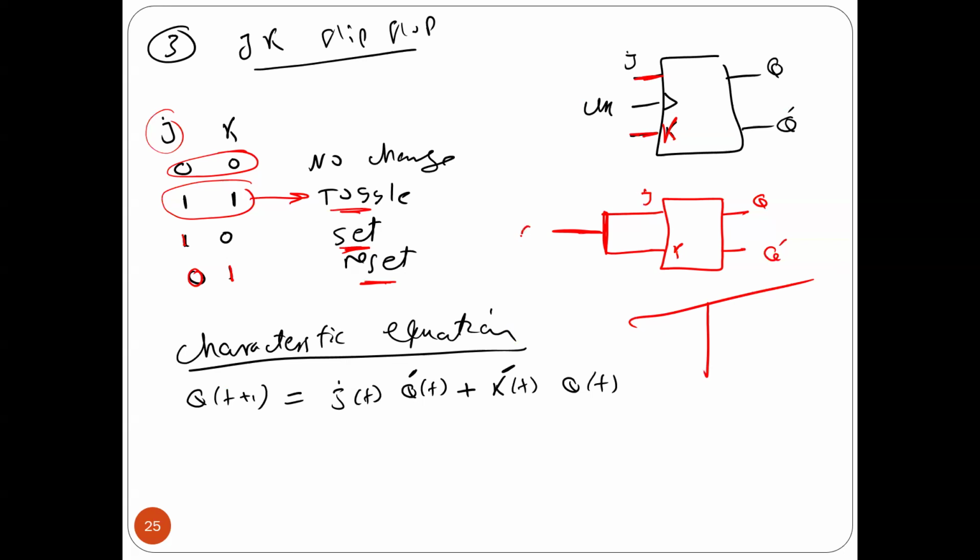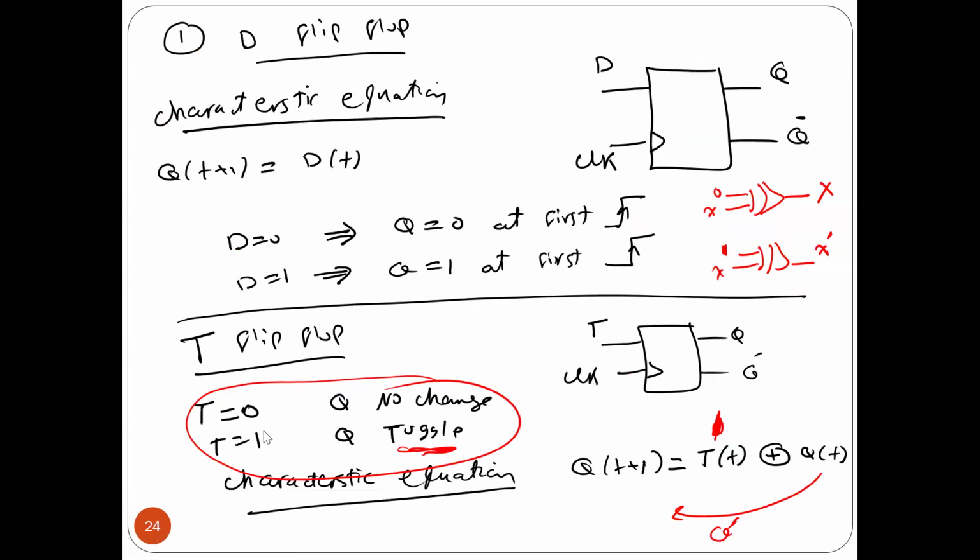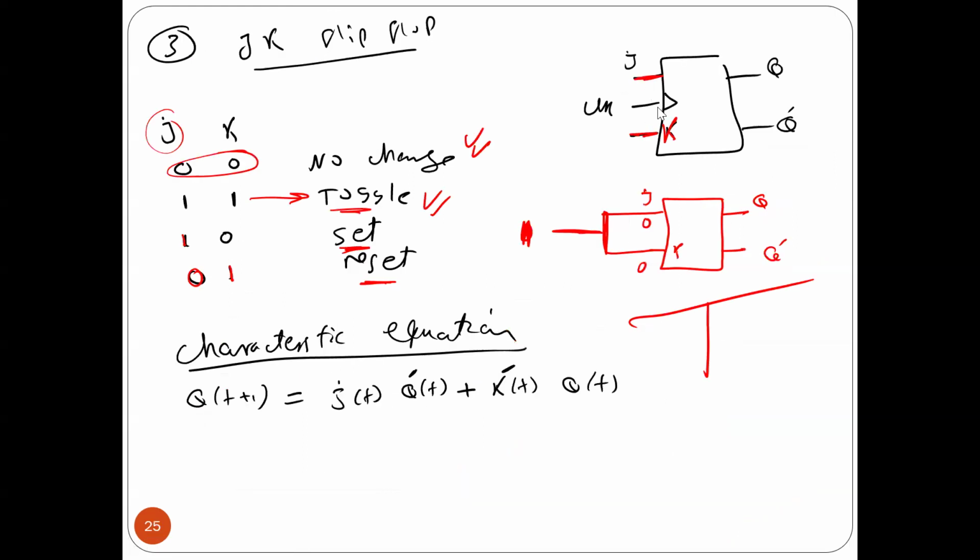Let's see. If the input is 0, that means J is 0, K is 0, no change. Makes sense? Is that okay? But if I input 1 here, that means 1, 1, which is going to toggle. No change and toggle. That's exactly a T flip-flop. So if you see the T flip-flop, it's either no change or toggle. You got what I'm saying? I think this will be a question in the coming lab. So if you have a JK flip-flop and you want to turn it into a T flip-flop, you can just tie the two inputs together.